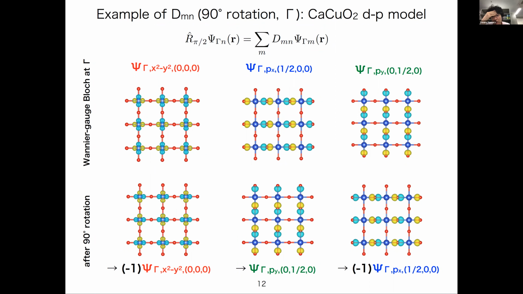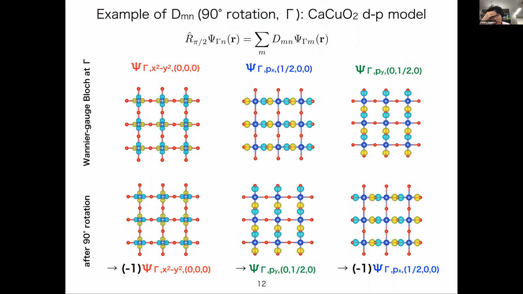Okay, so if we think about the Wannier gauge Bloch function at the gamma point, then this n is the index for the Wannier functions, Wannier gauge. For example, if we think about the x square minus y square Wannier gauge Bloch function at the gamma point, the Bloch function looks like this. So here, this is just the repetition of the x square minus y square orbital.